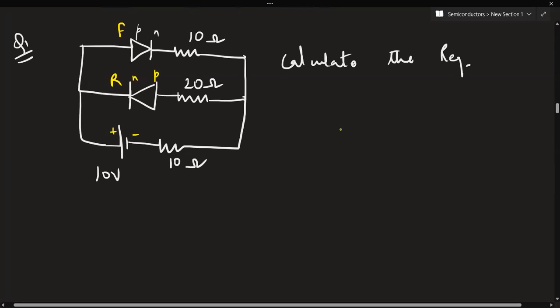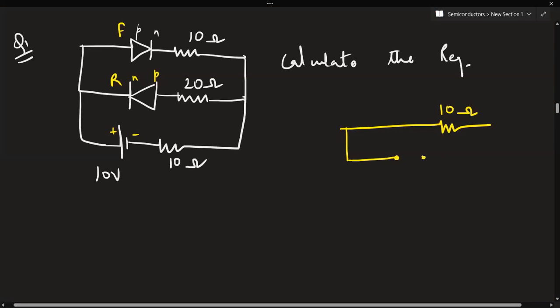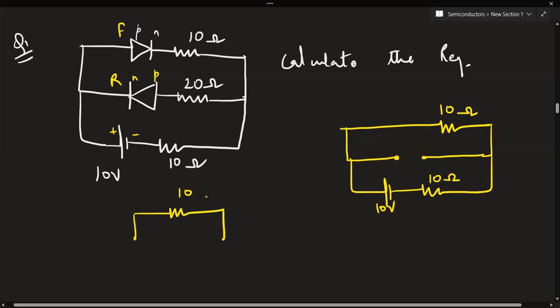How? You can replace this by a single wire. This is 10 ohm, and this is a short circuit, meaning no current will be flowing through it. And again, you have the battery with you. This was 10 ohm, this was 10 volt. Now look at this. Is this wire even functioning? Because no current is flowing, this is of no use to us. This is a simple 10 ohm resistance connected to another 10 ohm resistance with a battery of 10 volts.